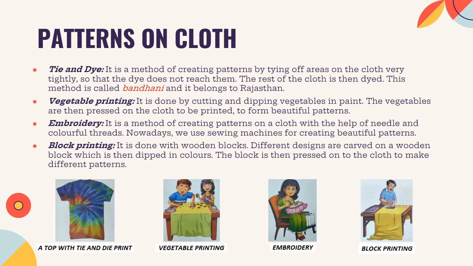Vegetable printing. It is done by cutting and dipping vegetables in paint. The vegetables are then pressed on the cloth to be printed to form beautiful patterns. Embroidery. It is a method of creating patterns on a cloth with the help of needle and colorful threads. Nowadays, we use sewing machines for creating beautiful patterns.